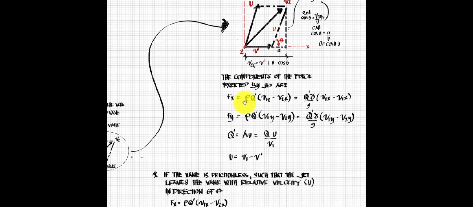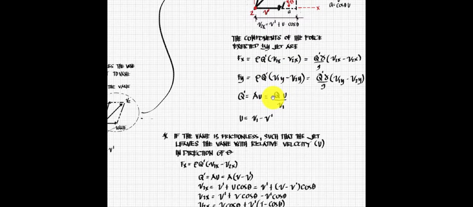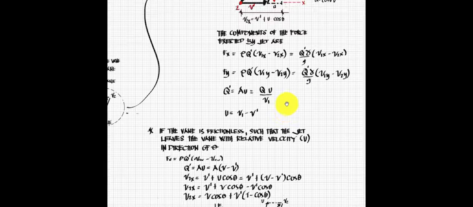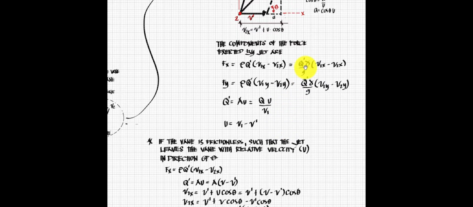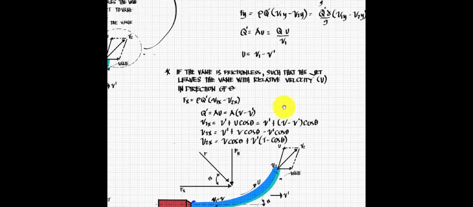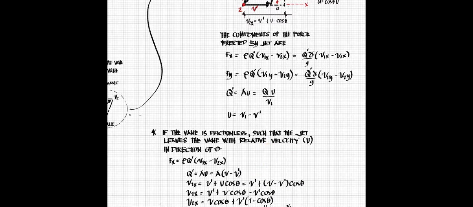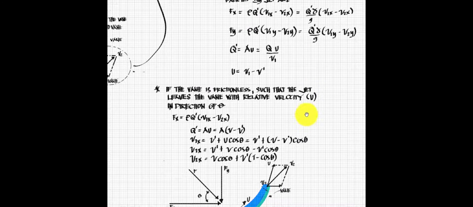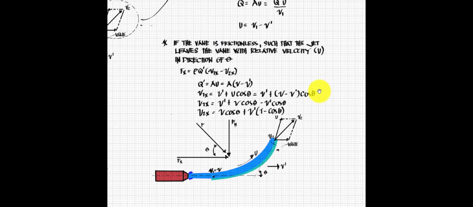Now, for the F of x, again, we have your density. Okay, so this has already been discussed previously. Now, again, that will be multiplied. So if the vane is frictionless, such that the jet leaves the vane with the relative velocity of u, in the direction of theta, so the theta and the velocity are the same. Also the relative velocity entering and the relative velocity leaving are the same, so there is no friction being generated at the vane.